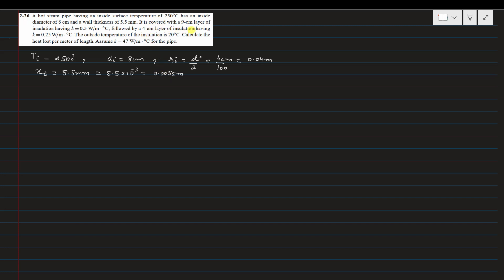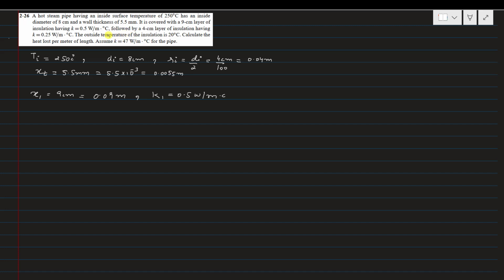It is covered with a 9 centimeter layer of insulation. So the pipe is covered with the 9 centimeter layer of insulation, and this is x1, the first insulation that covers the pipe, that is 9 centimeters, so 0.09 meter, and its thermal conductivity k1 is 0.5 W/m·°C.